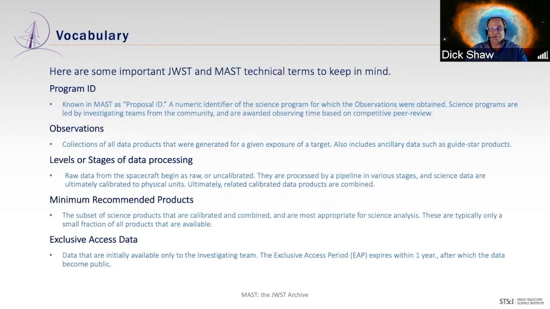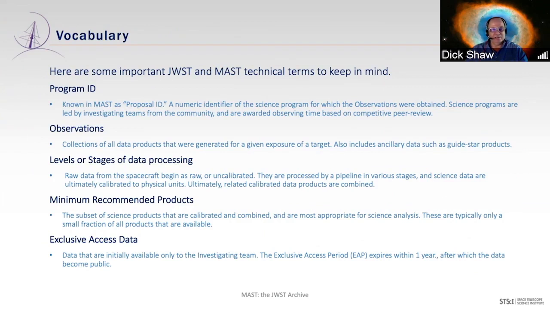There's some vocabulary that's important. These terms come up time and time again in the documentation and in the demonstrations today. Some of you may know these words, others may not. The program ID, known in MAST as the proposal ID, is just a numeric identifier of the science program for which the observations were obtained. The science programs are led by investigating teams from the community, and those teams are awarded time based on competitive peer review.